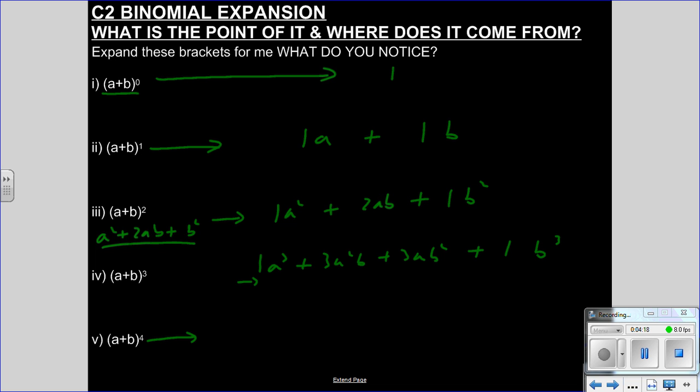Oh, do we want to do it? No, I don't want to do it. I don't want to expand it out. Do you see? This is why we have the binomial expansion. What if I put a plus b to the 5, to the 6, to the 100? You're not going to expand that out every time, are you? We have to have something more rigorous, and that's where maths comes in.